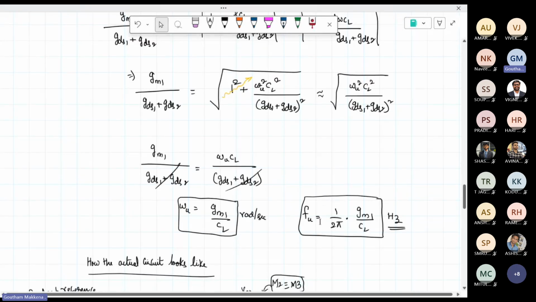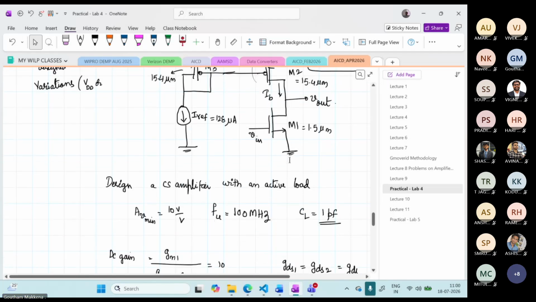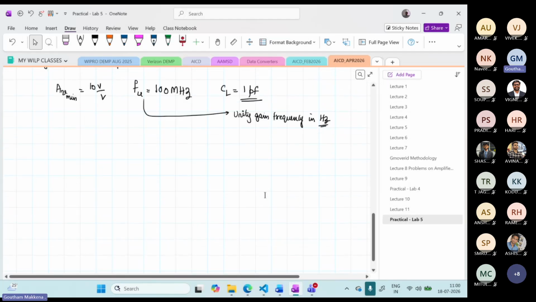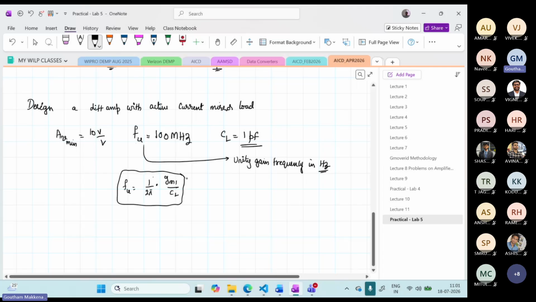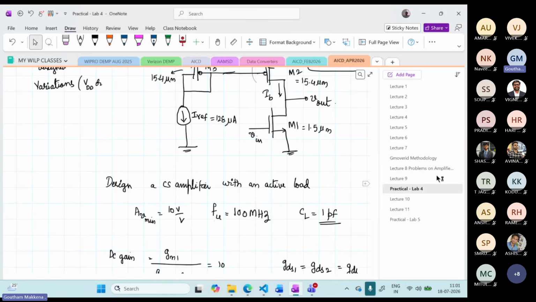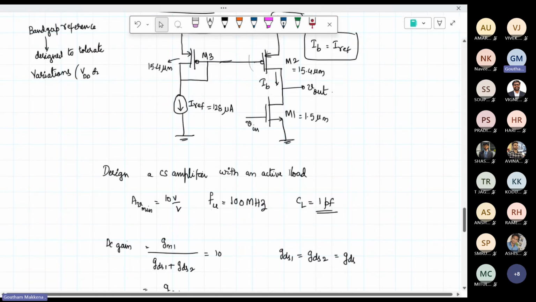So what is Fu equal to? 1 by 2 pi Gm1 by Cl. So what will be Fu over here? Will the derivations be any different? No, sir, they won't be any different. So that is a good insight that we can draw from whatever we have derived in the previous class, in the morning class.